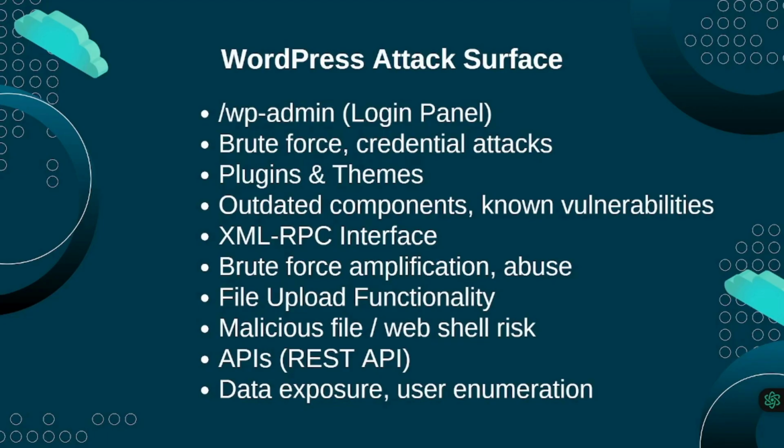Next, WP admin. WP admin is publicly accessible and always predictable. Attackers try brute force, try credential stuffing, and enumerate usernames. Then plugins and themes. This is the biggest problem area. Why? Third-party code is poorly maintained on the WordPress side and has publicly known vulnerabilities, the CVEs. For example, file upload bugs, SQL injection, or cross-site scripting. One vulnerable plugin equals one full site compromise.